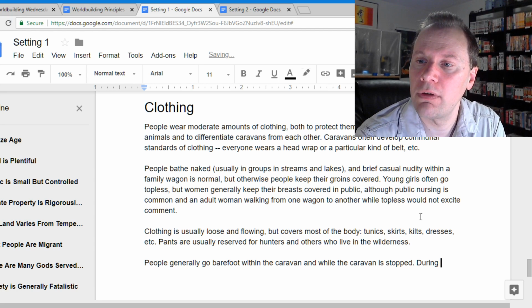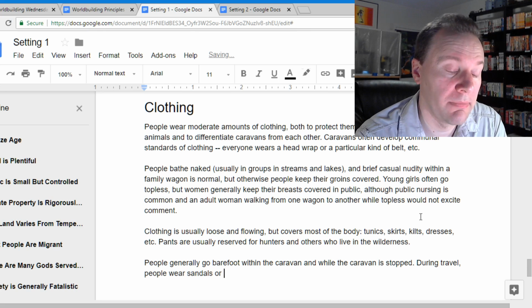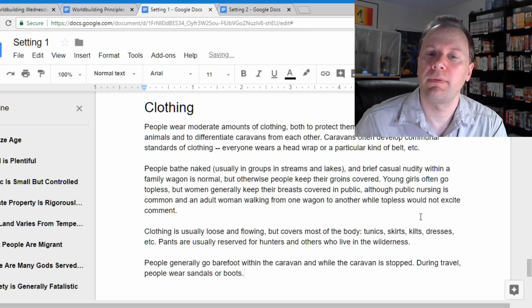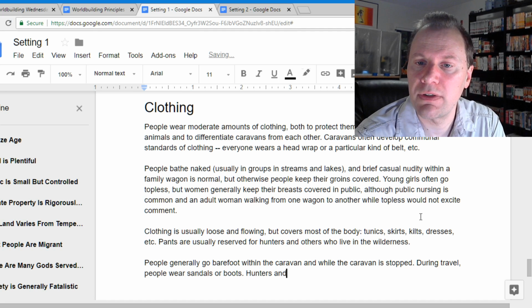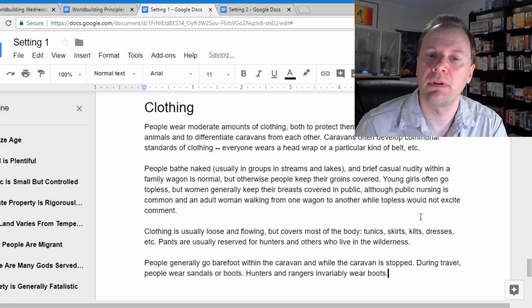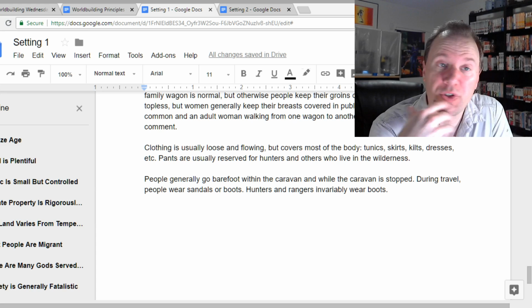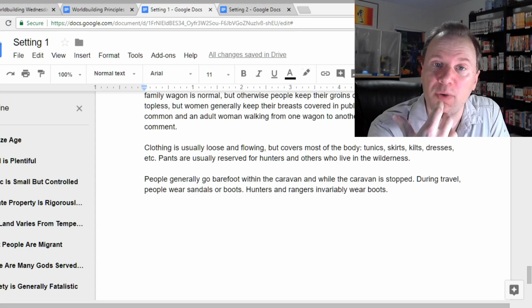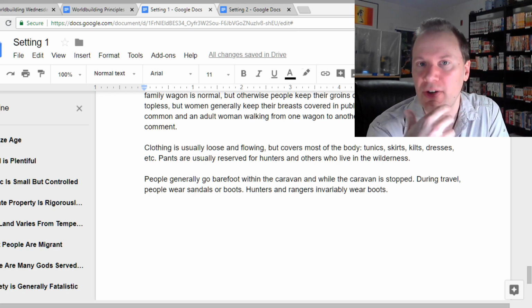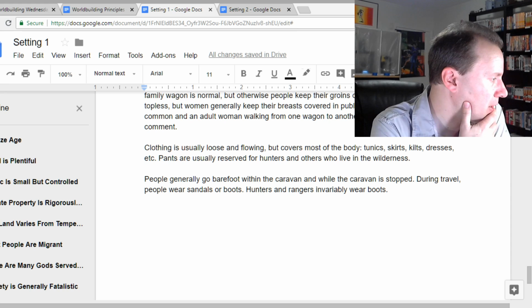During travel, people wear sandals or basically boots. Hunters and rangers invariably wear boots. So there's that kind of differentiator where once you stop for the night, once you get back in the wagon, whatever, you kick your shoes off, kick your sandals off, and you kind of relax. But when you start out, you put on your shoes and you go. So that's a nice differentiator.